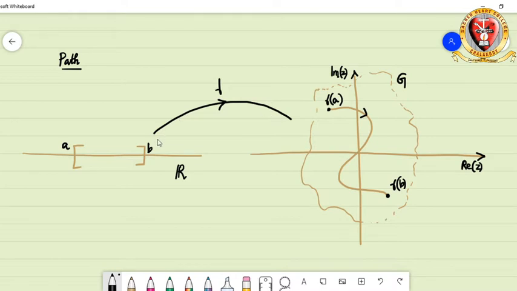So when this gamma is mapped, you are going to get a continuous curve that is called a path. A will be mapped by gamma to gamma of a, the first point of this path, and the next point is mapped to the next point on the path, continuously for every point in the domain. The last point is b, and that is mapped to gamma of b, which is the terminal point of the path. That's how a path is defined inside the complex plane.